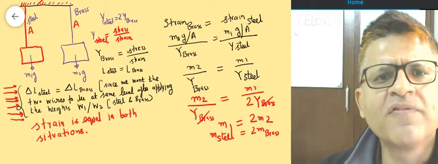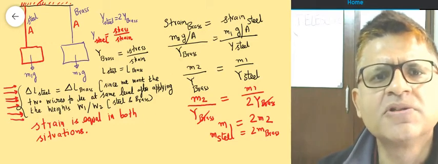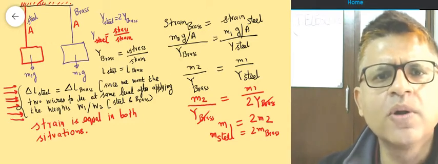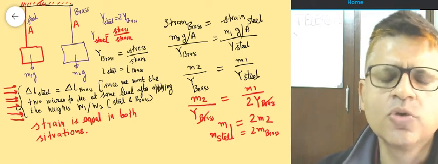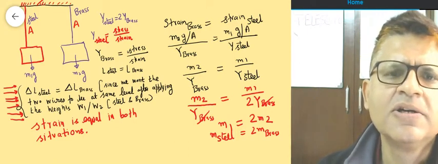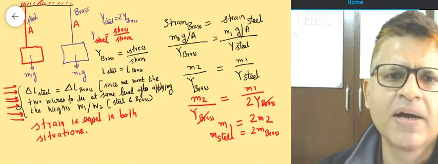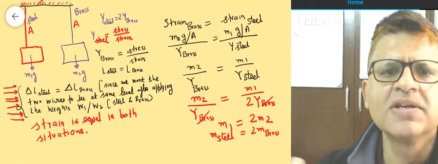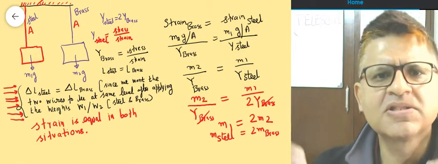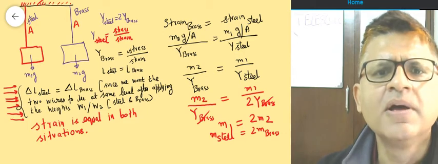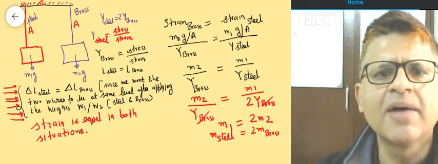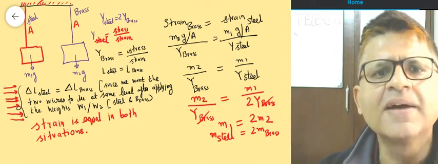Apply the formula of Young modulus is equal to stress upon strain and calculate using algebraic expression. You will get that the mass of steel should be double the mass of brass for this to happen. Because the Young modulus is different, but the strain is common, the only variable which can change is the weight, because the area is also common.